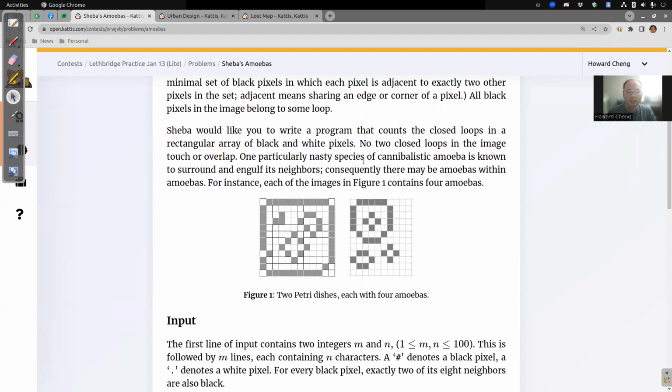One particularly nasty species of cannibalistic amoeba is known to surround and engulf its neighbors. There may be amoebas within amoebas. For instance, each of the images below in figure 1 contains 4 amoebas. So there's one loop here, and then there's another one in the middle. This maybe you don't say is a loop, but it's sort of a triangle. There's another loop here, and then here there are 4 loops.